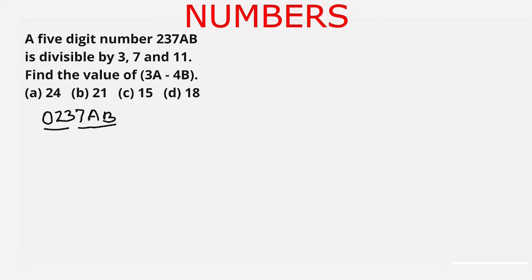Now we will take the difference of these two, and if that difference is divisible by 77, then the number 237AB is divisible by 77, and from there we can find the value of AB. If we take this difference 7AB minus 023, then whatever the difference is, that must be divisible by 77. So we will find a number which is close to 700 and a multiple of 77. So 77 times 9 is equal to 693.